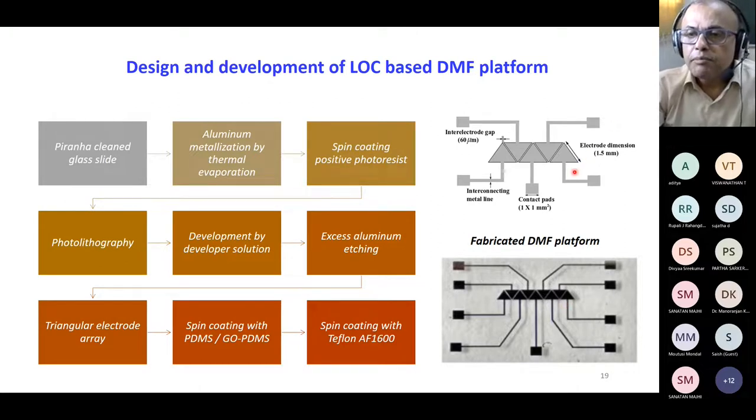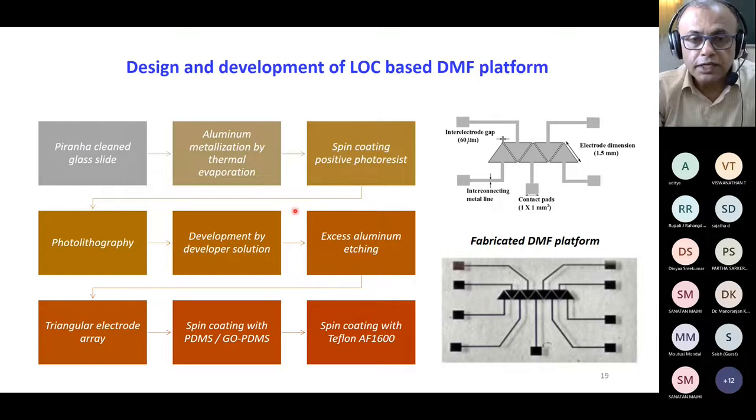So here, he made individual electrodes in a triangular form, which are insulated and isolated from each other. To access these electrodes, you have a bond pad at the periphery. So this is the actual mask. And I am not talking about the microfabrication process.